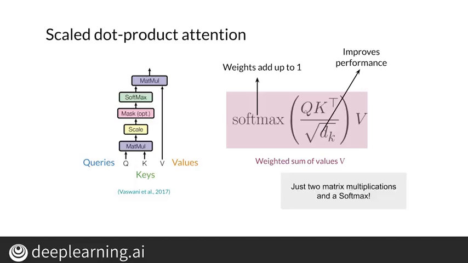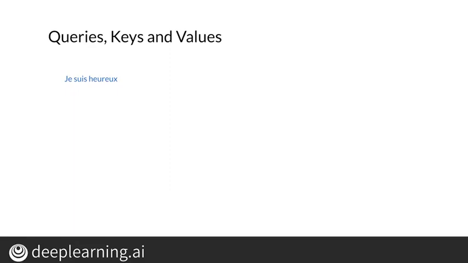The scaled dot product attention mechanism is very efficient since it relies only on matrix multiplications and a softmax. Additionally, you could implement this attention mechanism to run on GPUs or TPUs to speed up training. To get the query, key, and value matrices, you must first transform the words in your sequences to word embeddings. Let's take the sentence, Je suis heureux, as the source for the queries.